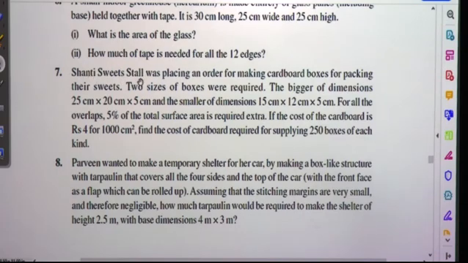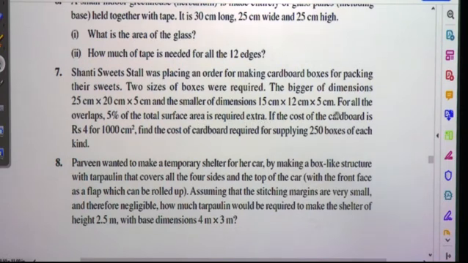Shanti Sweets stall was placing an order for making cardboard boxes for packing their sweets. 2 sizes of boxes were required. The bigger of dimensions 25 centimeter into 20 centimeter into 5 centimeter LBH, and the smaller of the dimensions 15 centimeter into 12 centimeter into 5 centimeter LBH. For all the overlaps, 5% of the total surface area is required extra.